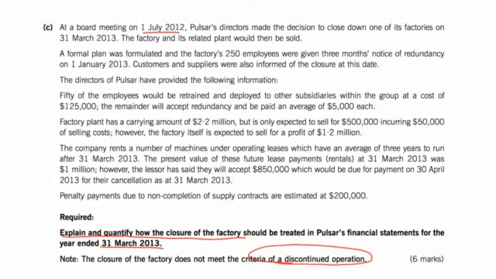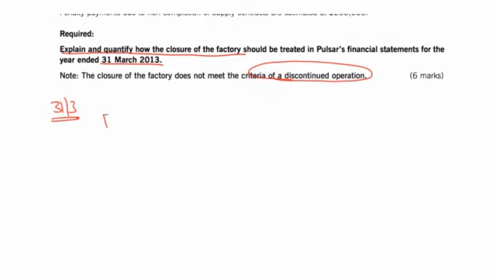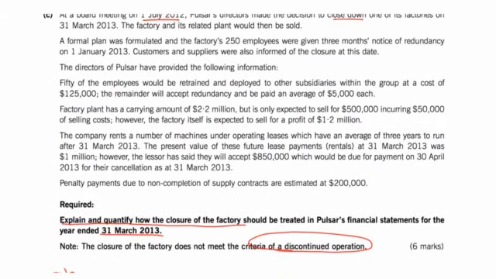Before the year end, there's a board meeting. They decide to close down. Okay, so board meeting decision. You should know by now it's not enough for a provision. Not enough of an obligation yet. You need to tell affected parties.